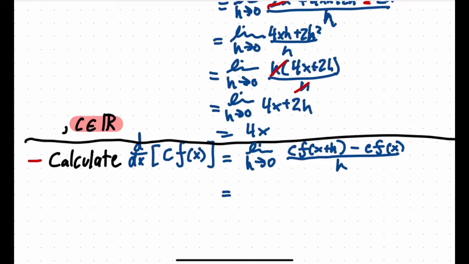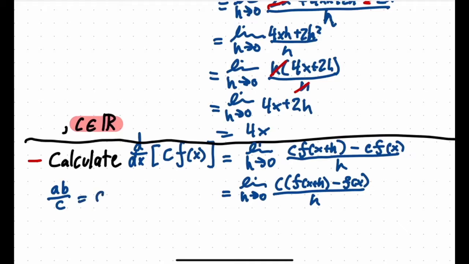So we can say the limit as h approaches 0 of c times f at x plus h minus f at x over h. And as we know from other discussions that we've had about fractions, a times b over c is the same as saying a times b over c. So we can take that c out of the fraction.